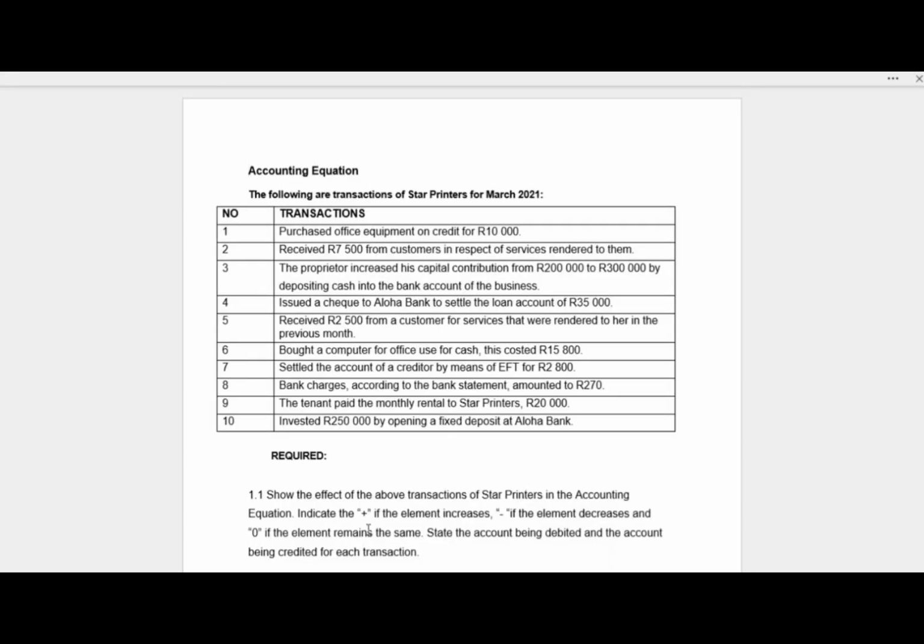So the next transaction, transaction number 6, they say bought a computer for office use for cash. This cost 15,800. So you bought a computer. A computer is equipment, right? So the 2 accounts affected are going to be bank and equipment. Also here there are 2 assets affected, because computer, which is equipment, is an asset. Cash, which is bank, is an asset. Let's go and record.